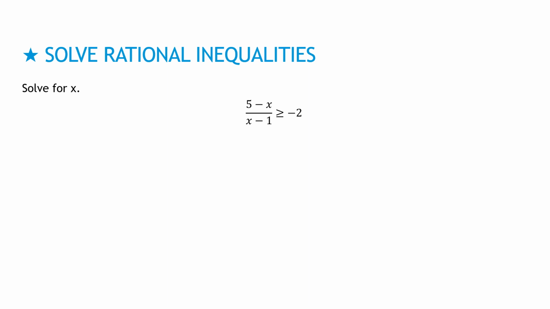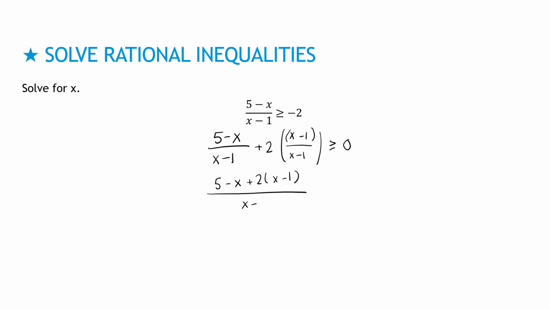And last one for you to try on your own. Press pause, try this question, then press play to check your work. So again, this one sucks just a little bit because I got to move that 2 to the other side of my equation. So I've got 5 minus x over x minus 1. I'm moving over the 2, so plus 2, and I'm really just going to be taking it times x minus 1 over x minus 1. And then greater than or equal to 0, because I moved the 2 over by adding 2. So that gives me 5 minus x plus 2 times the quantity of x minus 1, all over x minus 1.